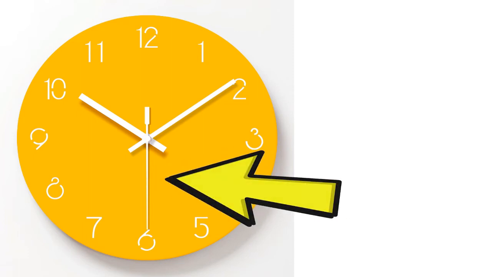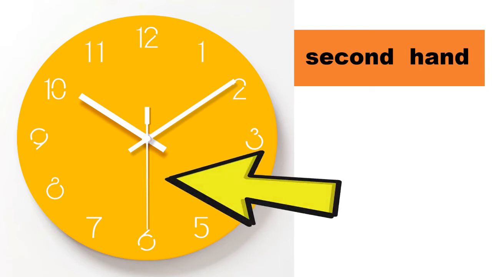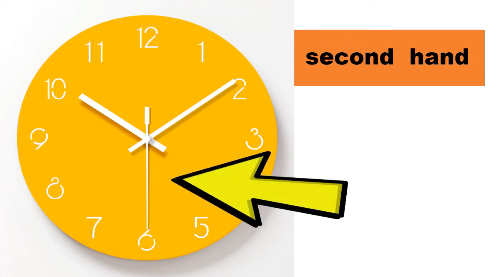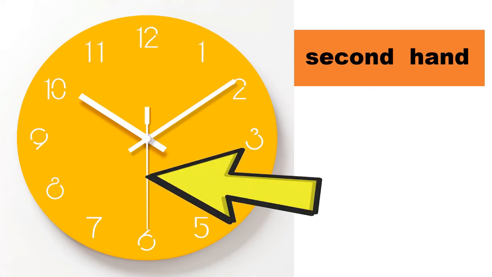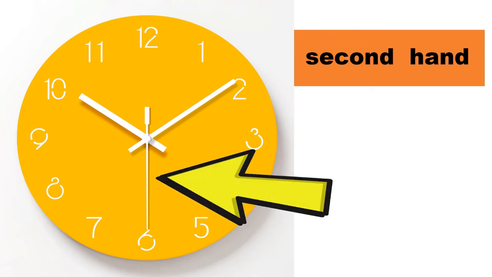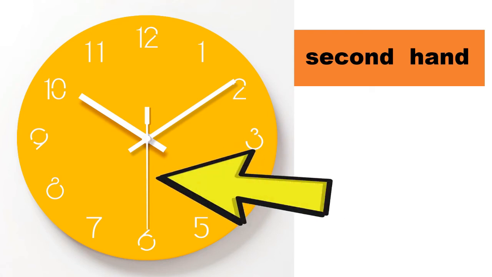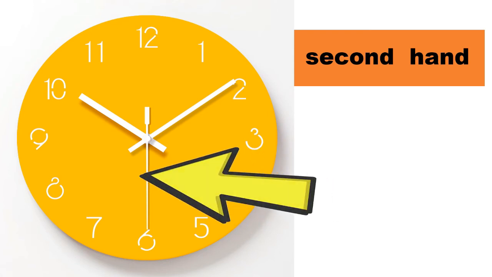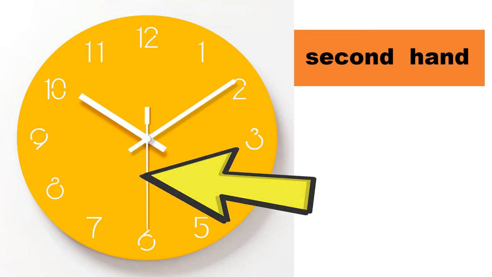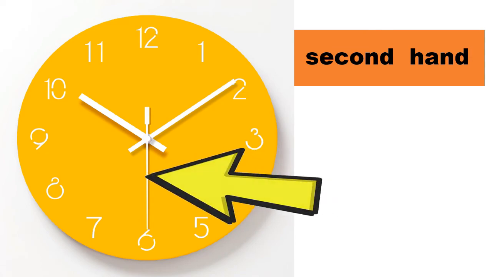Okay, let's name this one. This is the second hand. Okay, it gives seconds. The seconds here run so fast. They spin so fast from here. It does not give us the time, but it shows us only how fast the time is. Okay, remember this is the second hand.